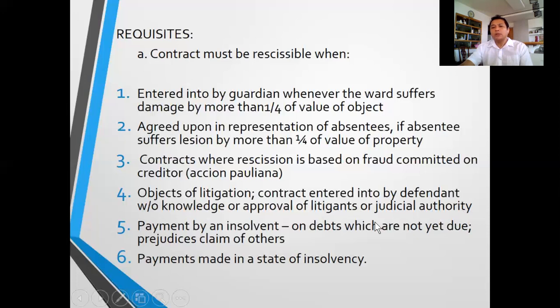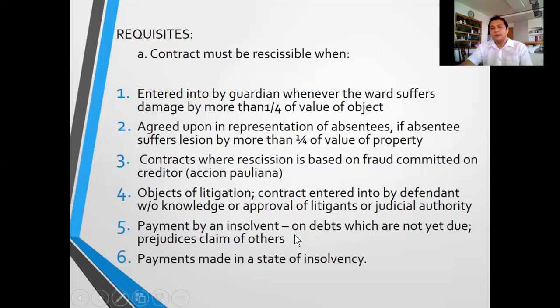So without their approval, the contract may be rescinded or canceled by the plaintiff. The plaintiff is the person or the party who is filing the case against the defendant.